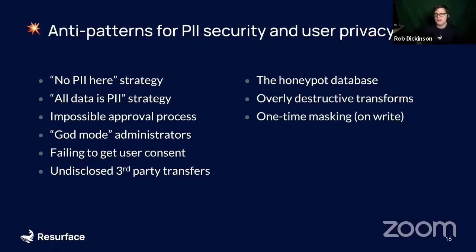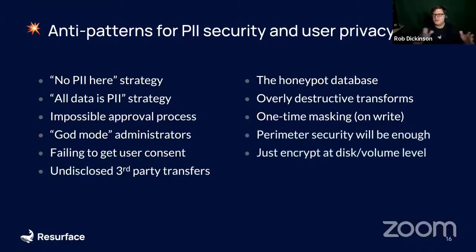Another thing we see all the time is just doing the one-time masking. We'll mask out the data. We'll do that at write time, and then that's okay. Like we'll be set from then on. You know, perimeter security will be enough. We'll just encrypt everything, and we'll really just be thinking about this in production. These are really all examples of ways that handling PII can go terribly, terribly wrong.